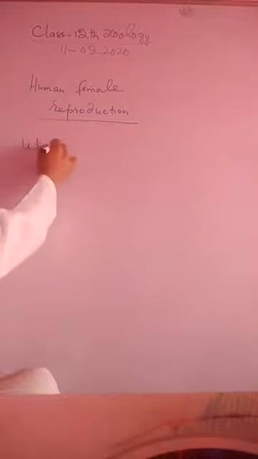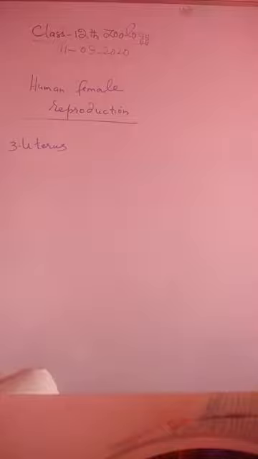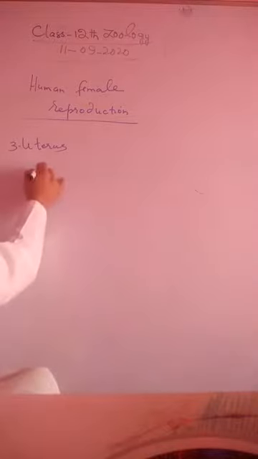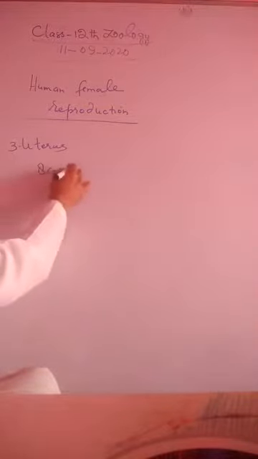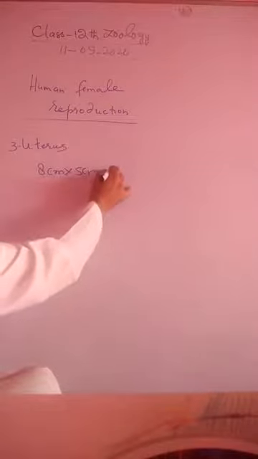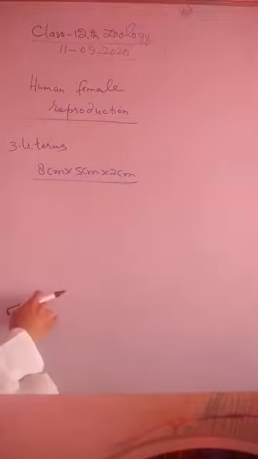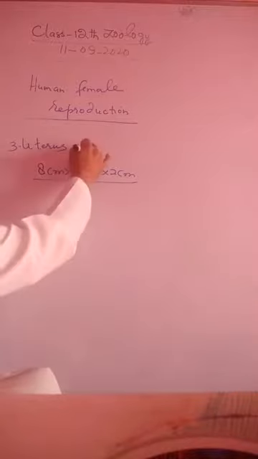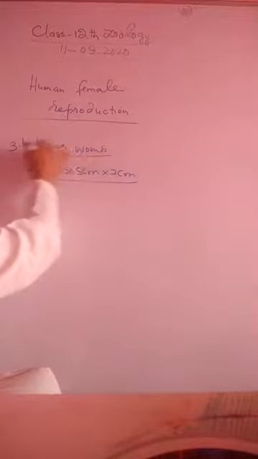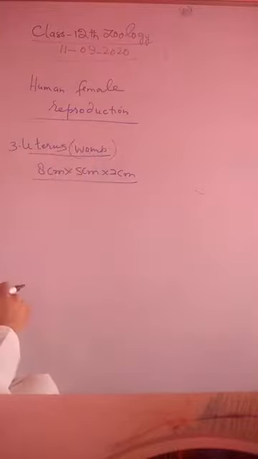One more organ associated with the human female reproductive system is the uterus. This is the third important organ. It is large. The size of the uterus is 8 centimeters long, 5 centimeters wide, and 2 centimeters in height. It is also called the womb, in which the development of the fetus or the child takes place.